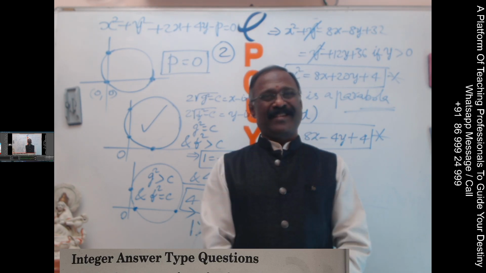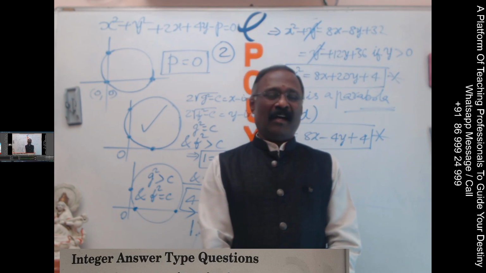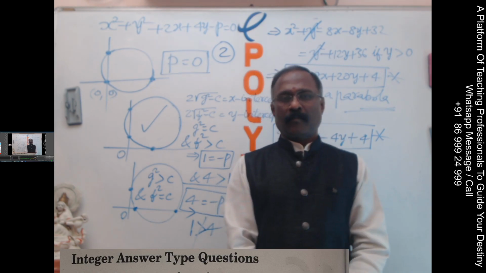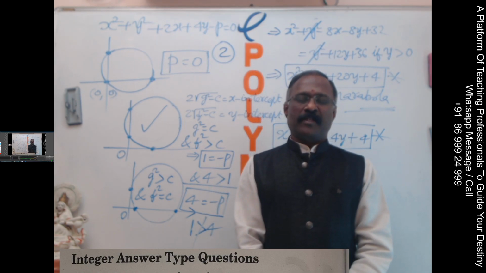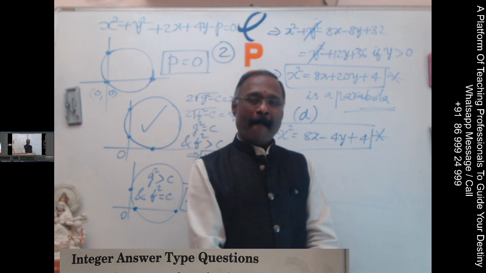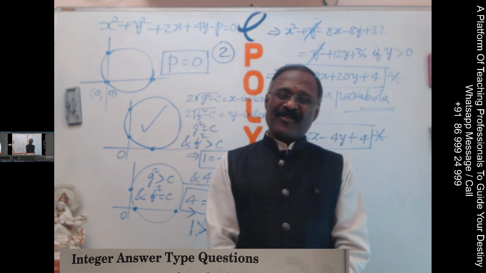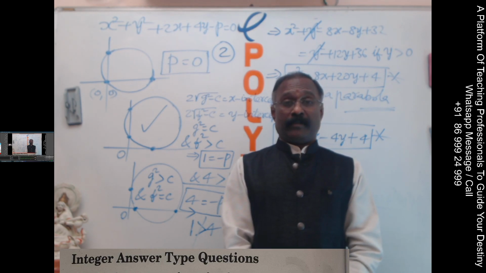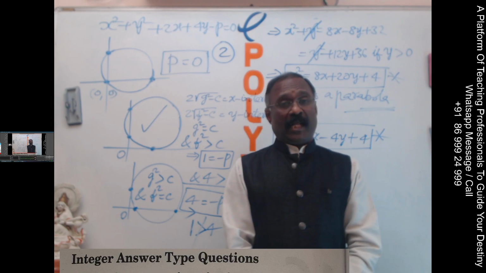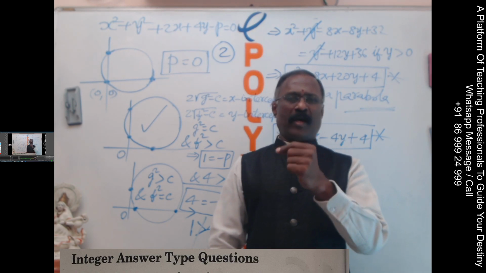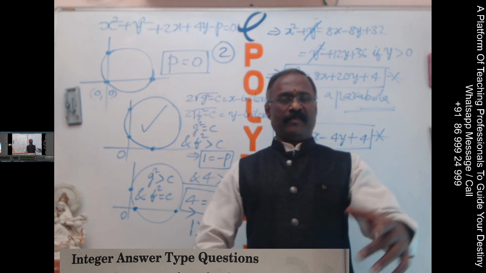If you want to extend it to the ellipse and hyperbola, what do we do? That 2a square will be split as a square plus a square, and the second a square is replaced with b square. Thereby the director circle to the ellipse x square by a square plus y square by b square equal to 1 is nothing but x square plus y square equal to a square plus b square.